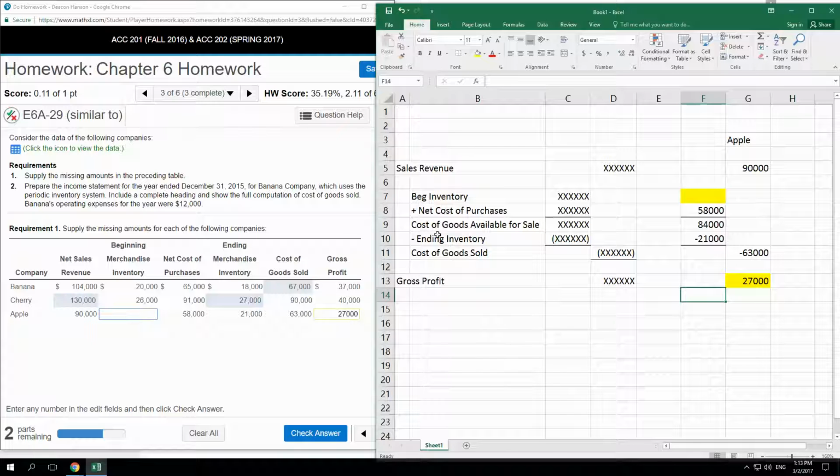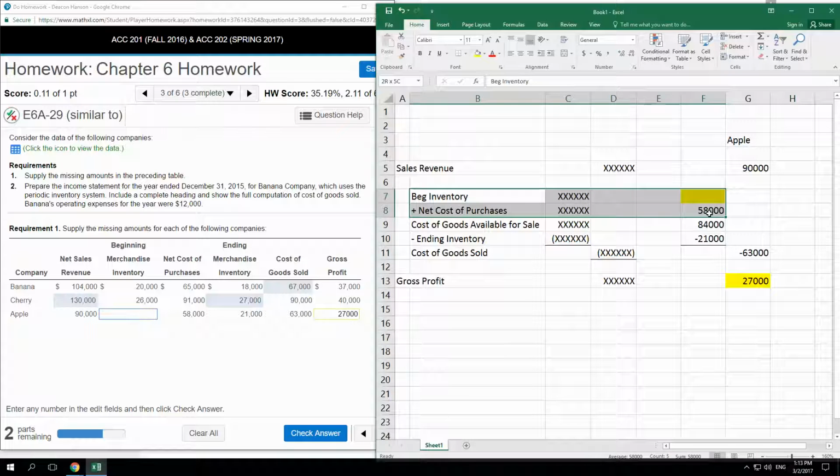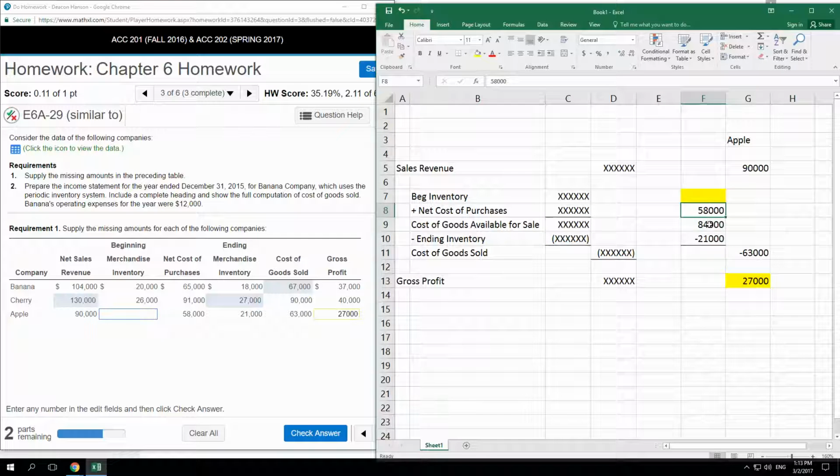Once I know my cost of goods available for sale, we know that according to this formula, cost of goods available for sale is the beginning inventory plus the purchases. So really, it's anything plus 58 to get up to the 84. That's what we're looking for, right? So what you would need to do is basically just subtract 58,000 from 84,000. That's 26,000. So your beginning inventory would be 26,000.